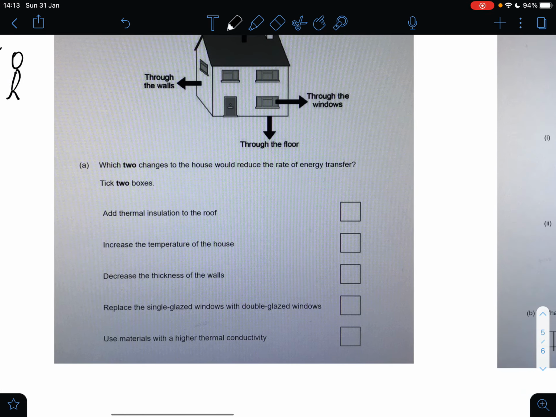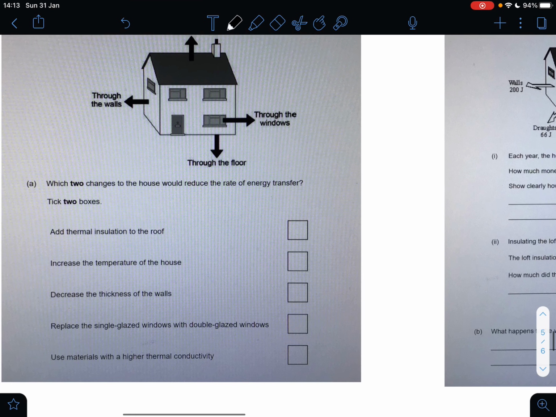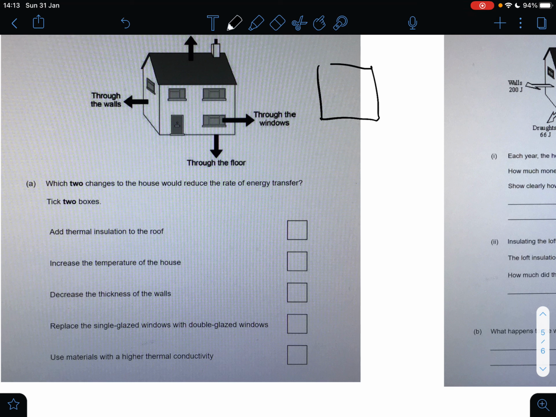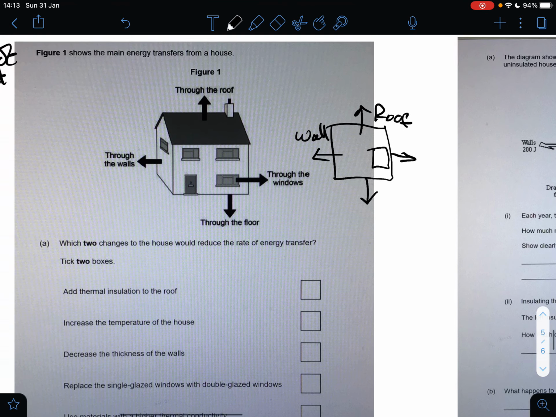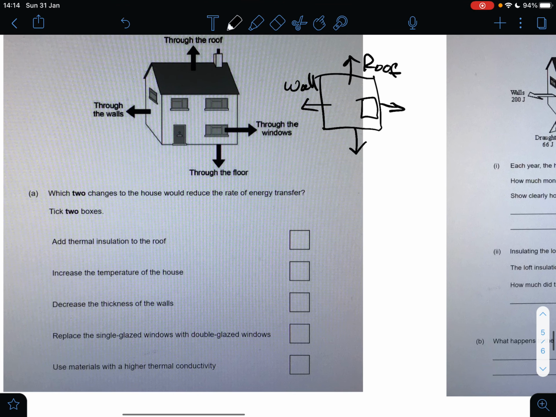Okay, quick and easy one, this one. Again, copy out like a little picture, really simple one. I would just draw literally that. Arrow there, arrow from a window, arrow from the wall, put wall, and roof. Okay, so we've got this picture: through the roof, through the walls, through the floor, and through the windows.